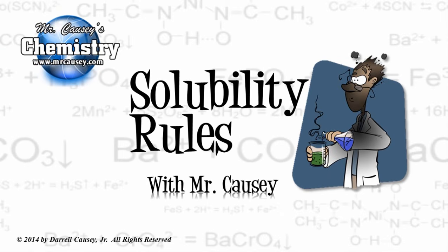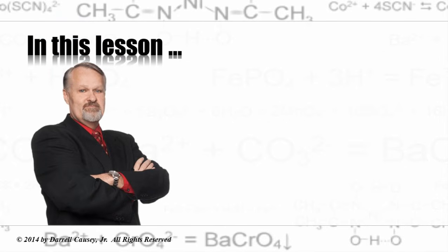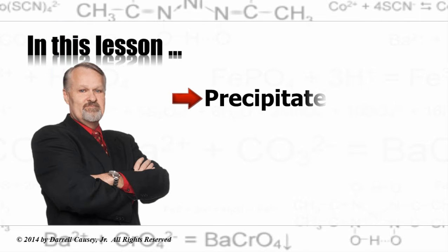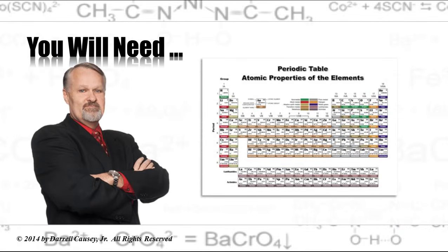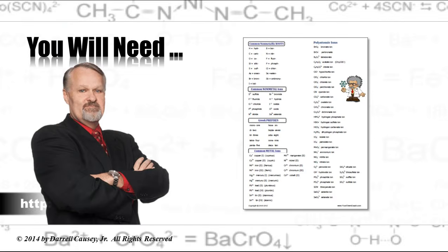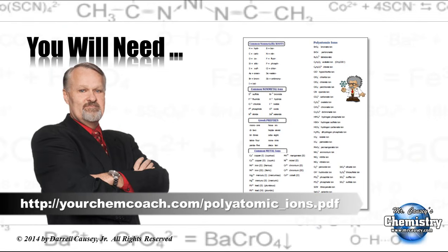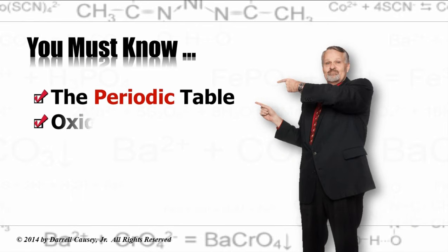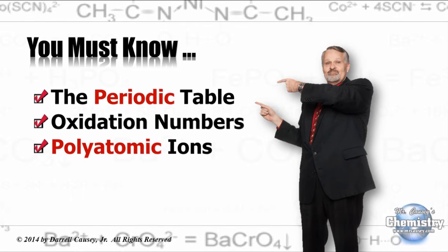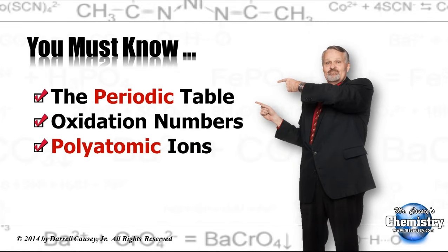Talk about the solubility rules. In this lesson, you're going to learn about precipitates and solubility rules. You're going to need your periodic table, and you're going to need your polyatomic ion sheet, and on the back of that, you should also have the solubility rules in a condensed form. And you must know the periodic table, you need to know your oxidation numbers, and you need to know about polyatomic ions.